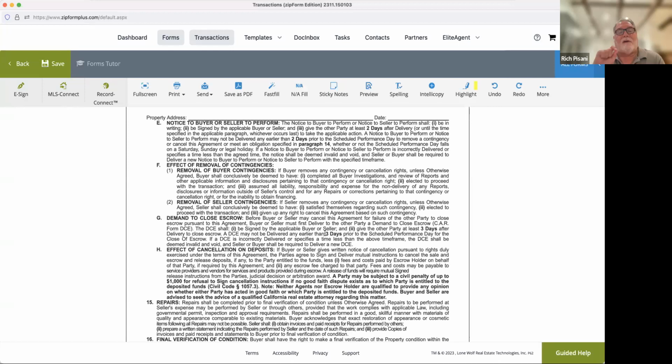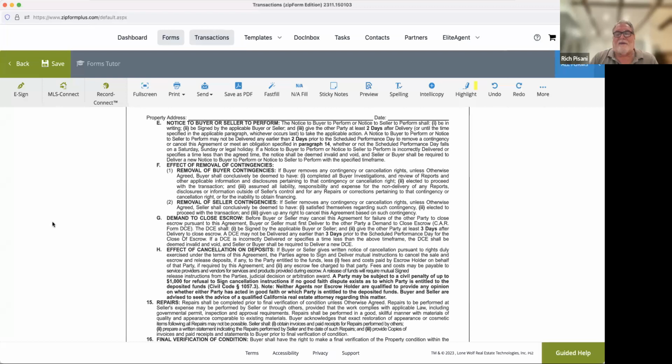So if the buyer has removed all their contingencies and they're not closing, you don't give a notice to perform to close, you give a demand to close. And that is 3 days. You have to give them 3 days in order to close. So, effective cancellation on deposit. This is what everybody asks.